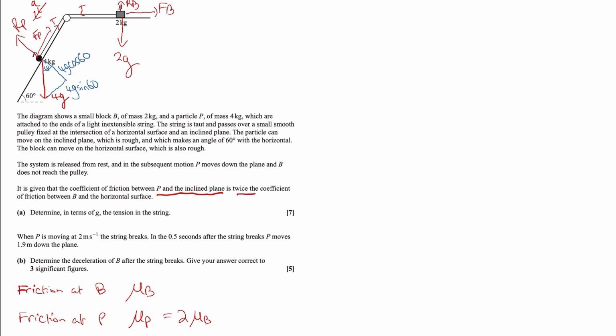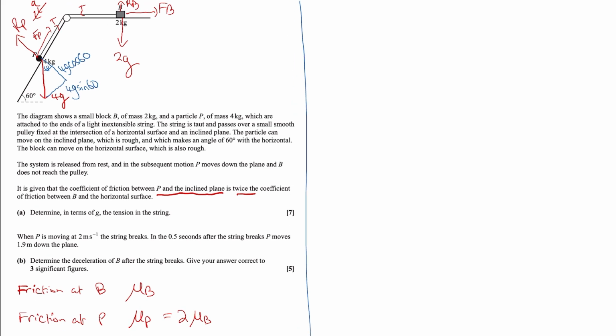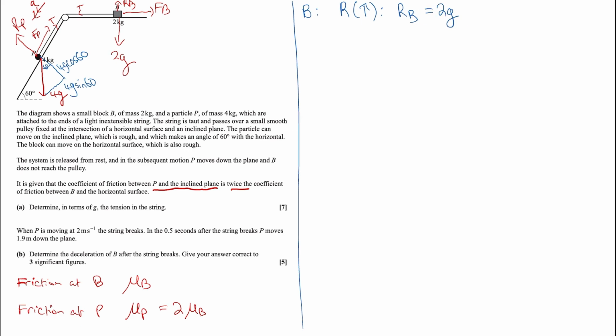Determine in terms of g the tension in the string. So I'm just going to need to do all of the equations possible here. So let's start with B, because B is the easiest particle to work with. So for B, I'm first going to resolve perpendicular to the surface. So we can see that RB equals 2g. Okay, resolving parallel in the direction of acceleration, we can see that T equals FB. Okay, so that's a good start.